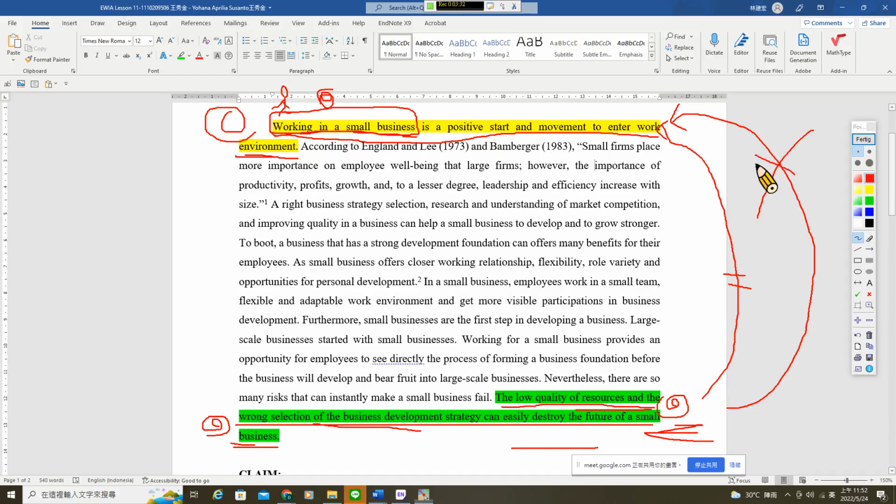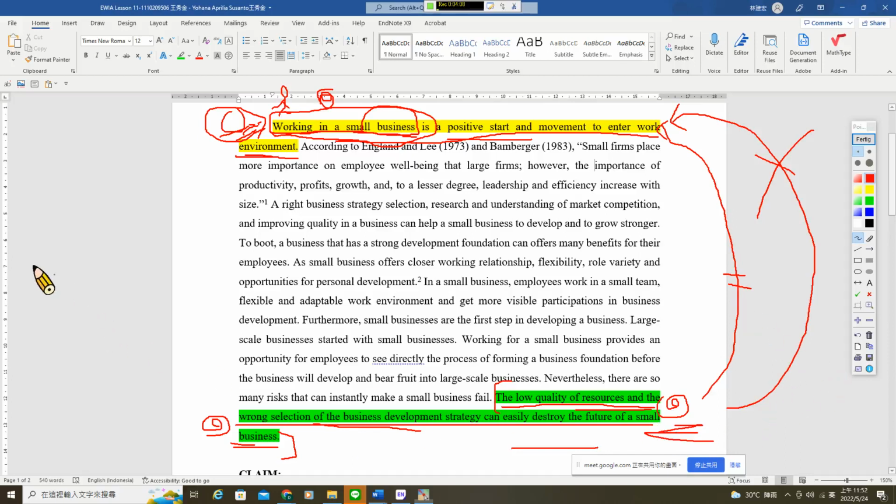Okay, so this is a serious problem. Why is this serious? Because this refers to the coherence of your argument. You want to tell your neighbors or your big sister, when she graduates from school, "Hey, you need to work for a small business because this is a positive start to enter the working environment." Okay, that'll be great. But now you talk about the low quality of the small business. Okay, so that is the problem.